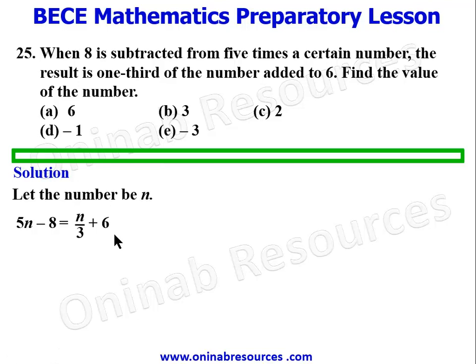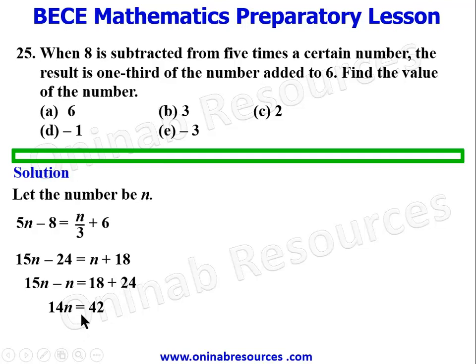This is the equation connecting the statements. 5 times a certain number, 5n, 8 is subtracted, minus 8. The result is 1/3 of the number, that's 1 over 3 n, which is equivalent to n over 3, added to 6. 6 is added. So we now find the value of the number. To find n, we need to remove this fraction by multiplying through by 3. Multiplying 5n by 3, I have 15n minus 24 is equal to n plus 18. So 15n minus n is equal to 18 plus 24. 15n minus n is 14n. 18 plus 24 gives 42.